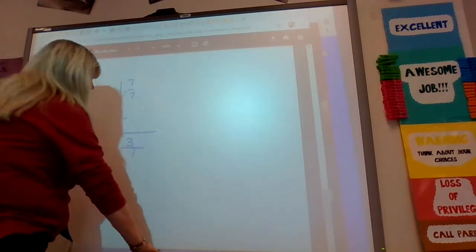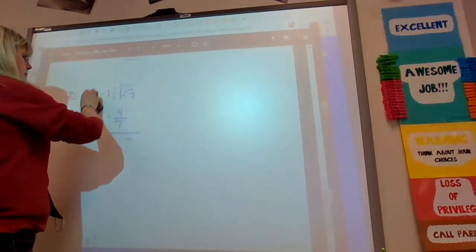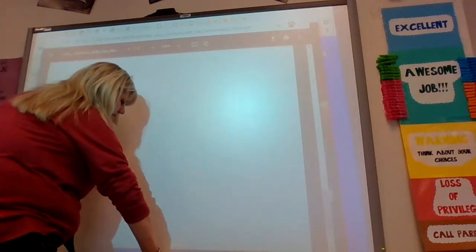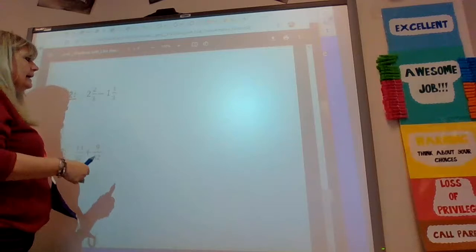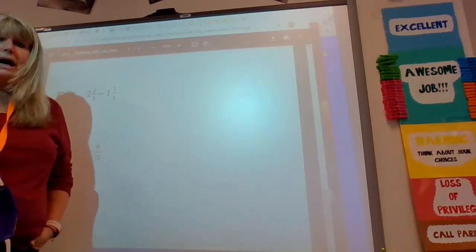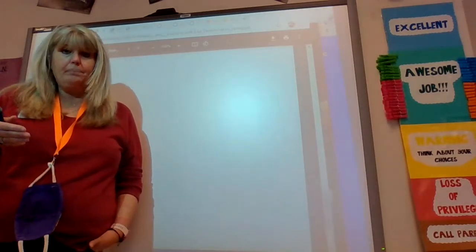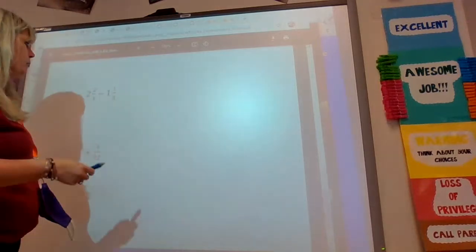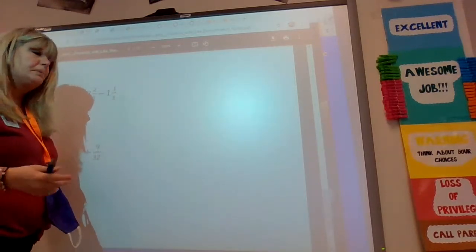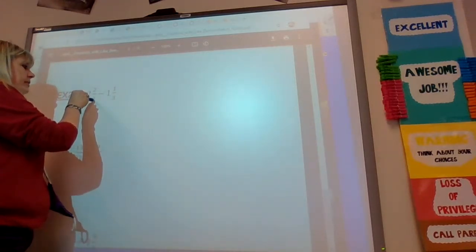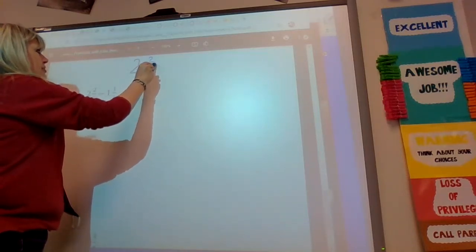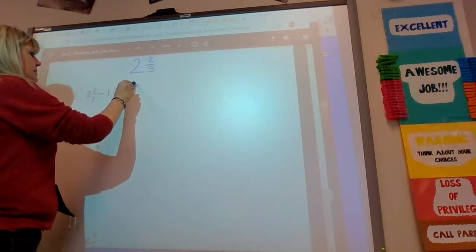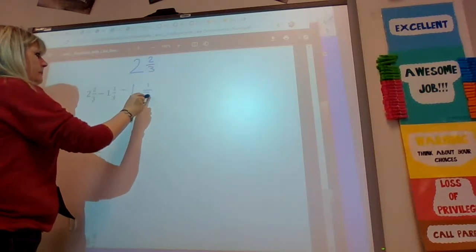Let's look at the next one. Now, here's what I like to do. If they're mixed numbers, I like to change them both into improper fractions. So, remember how we did that? We multiply. Let's go ahead and stack it on top of each other. 2 and 2/3 minus 1 and 1/3.